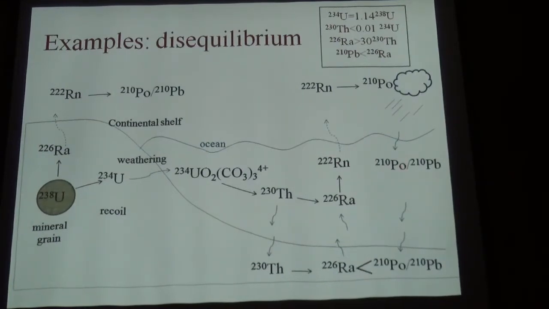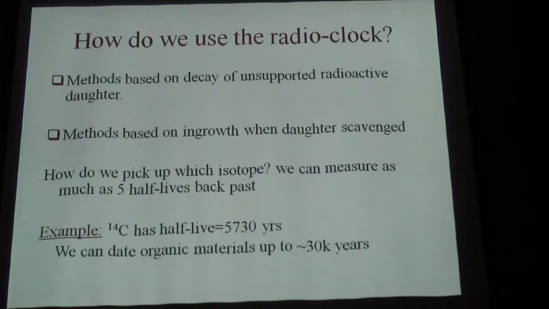So we have all these very many different situations of disequilibrium. And the main reason for disequilibrium is some chemical or physical reactions that remove either the daughter or the parent. And we'll start seeing these disequilibriums. And so how do we use this? There are mainly two methods. The first type of methods is based on the decay of the unsupported radioactive daughter. If the parent is scavenged by particles, say in the case of thorium-230, radium will stay in the water and it will decay. And it won't be produced anymore because the thorium is missing, right? So we have an unsupported daughter that decays.